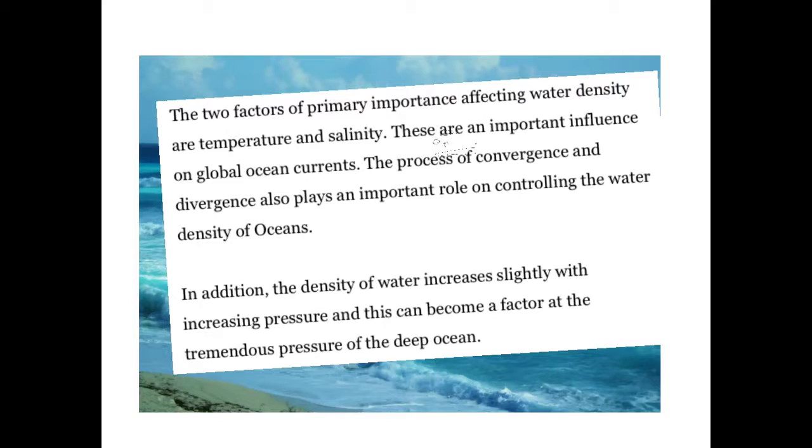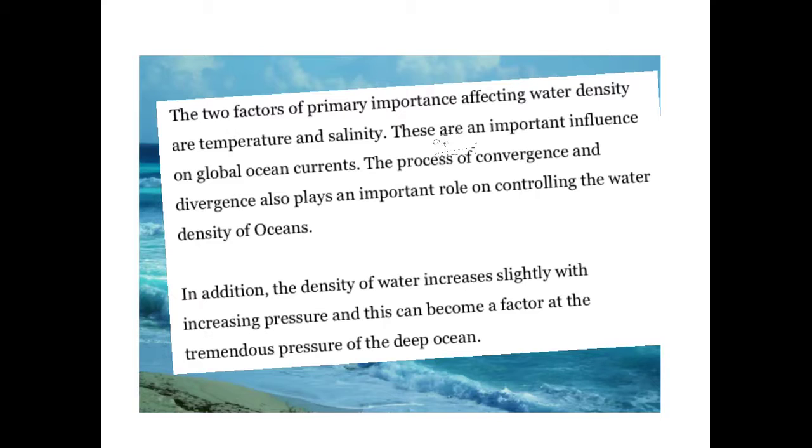People pretty much sit and float on that all the time in that ocean area because of all the saltiness in there. There are other important influences on global ocean currents. The process of convergence and divergence also plays an important role controlling the density of the oceans. So the oceans are not dense throughout, it's not salty throughout. It's all mixed around how salty and how dense that water is.